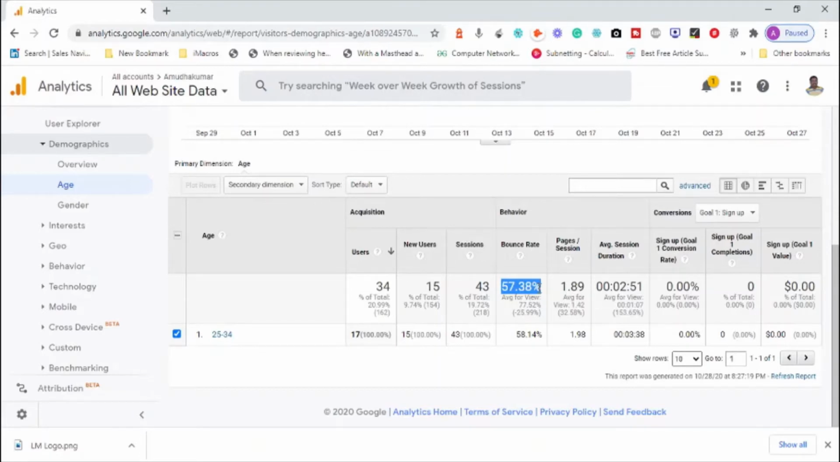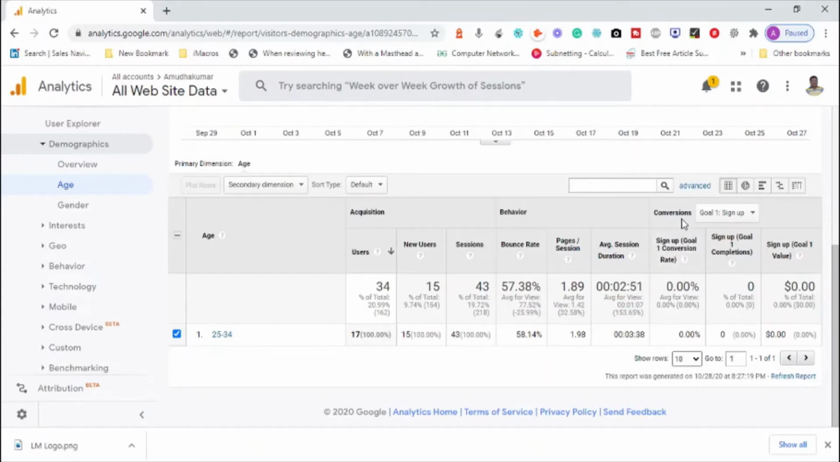Okay, now pages per session. For every session that is created, how many pages did a visitor visit? At an average of 1.89 pages, and they have spent an average of 2 minutes and 51 seconds. So people are actually spending time on our website.